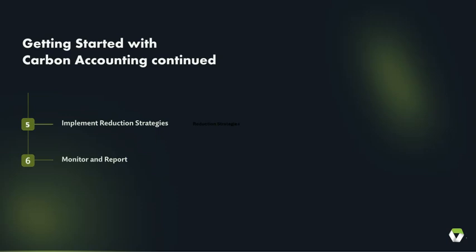There are also two more steps, and that is you can develop and implement strategies to reduce your carbon footprint. This could include energy efficiency improvements, transitioning to renewable energy, optimizing your business travel, and integrating ESG criteria into investment decisions. The last step is to monitor and report. You can regularly monitor emissions and track progress towards reduction targets.